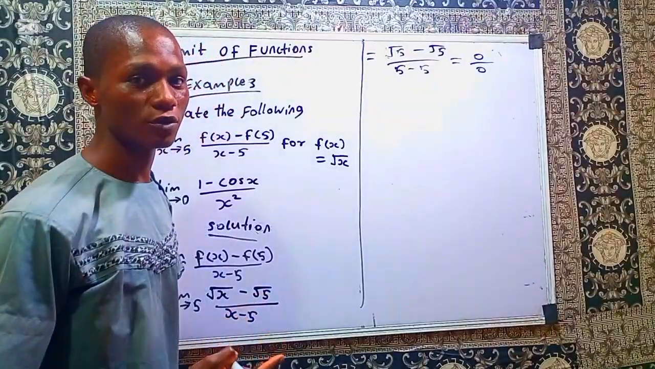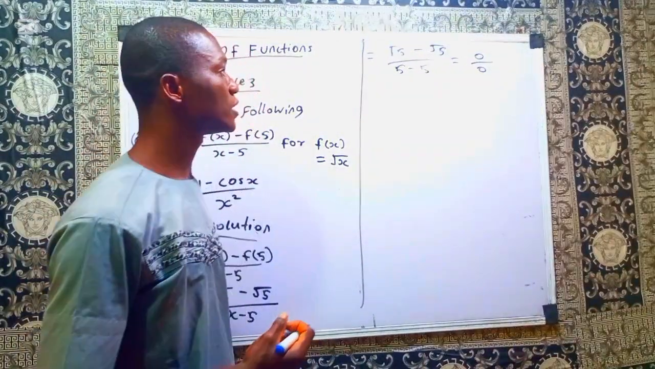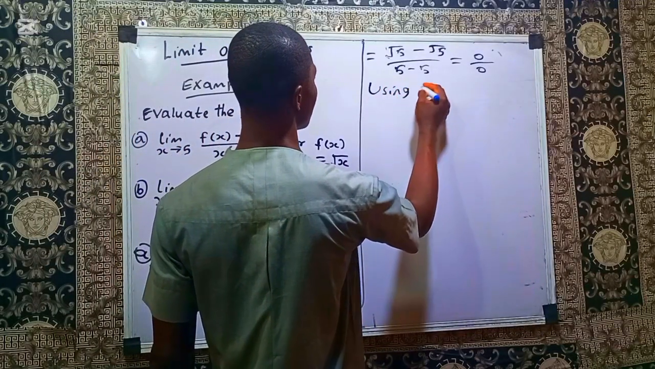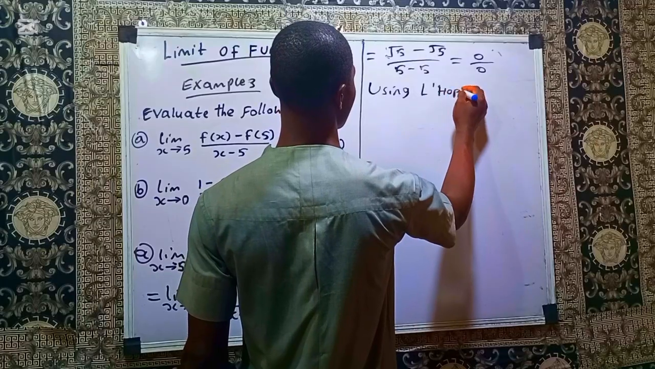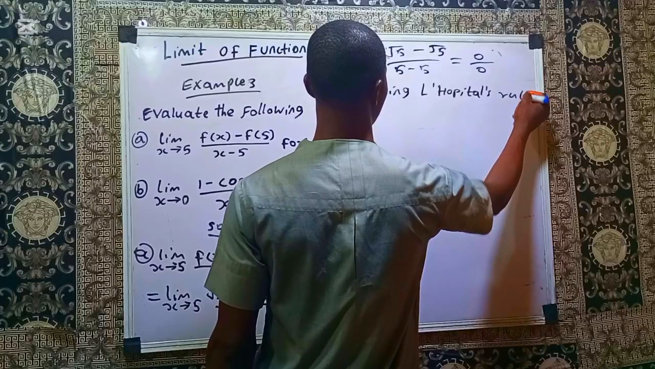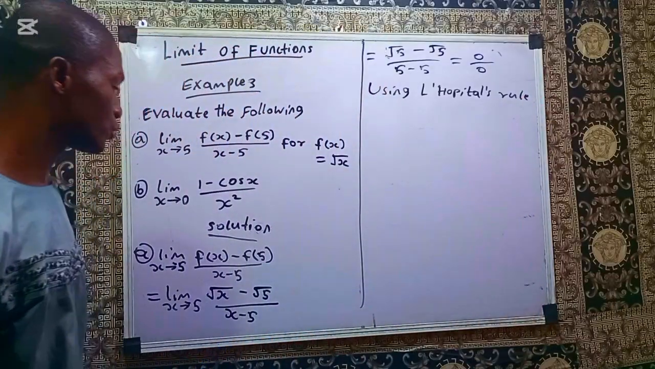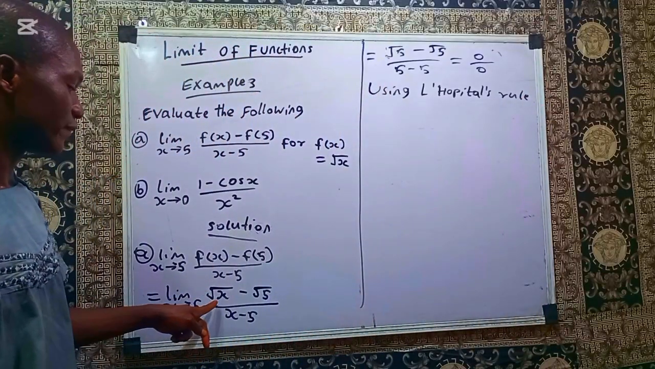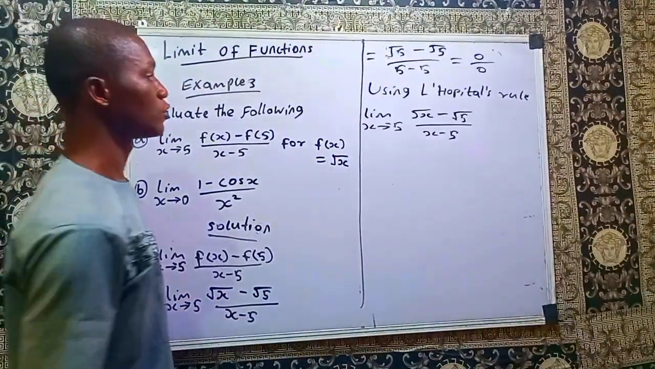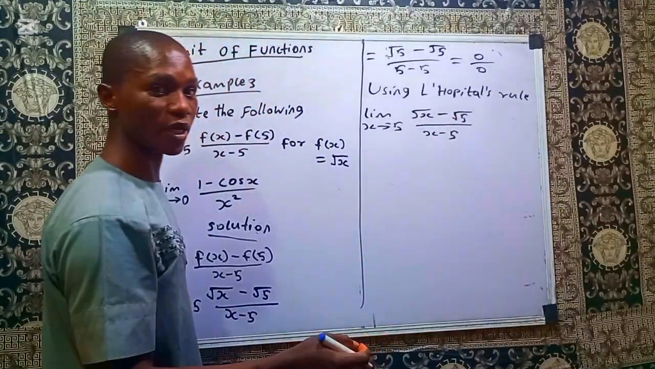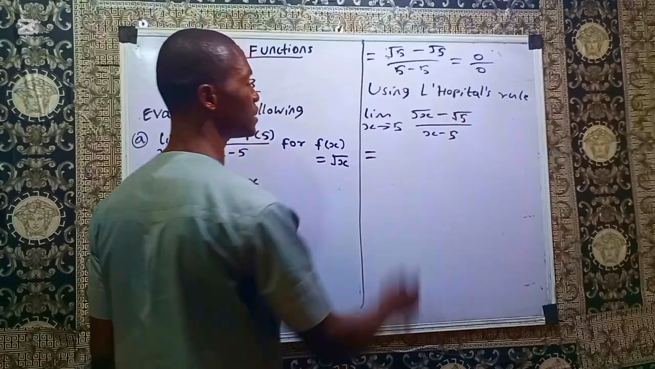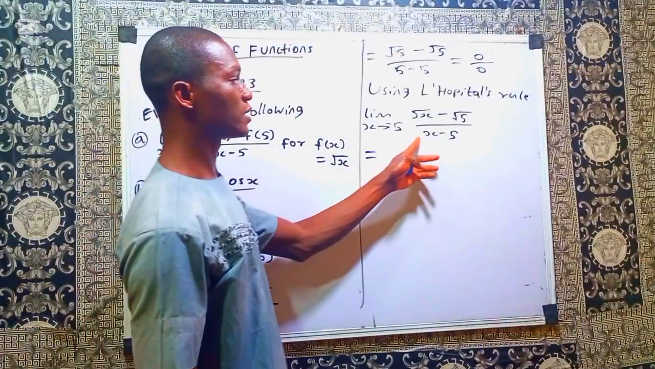If you get 0 over 0, that's not the answer. We don't know the value of 0 over 0. It's indeterminate. So you use L'Hopital's rule. By L'Hopital's rule, you differentiate the numerator and differentiate the denominator separately. The numerator is square root of x minus square root of 5. We'll differentiate it at the numerator, then we'll differentiate the denominator at the denominator.